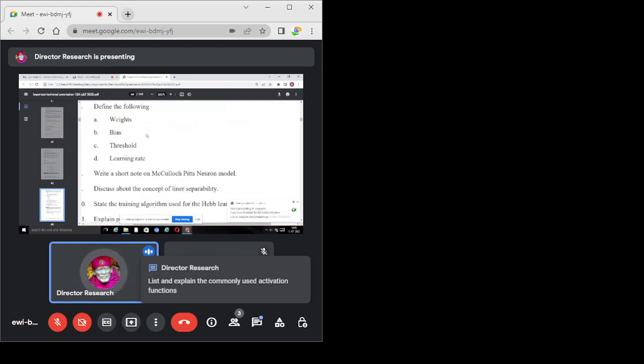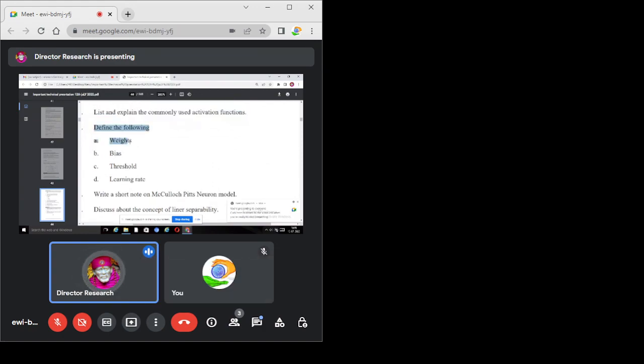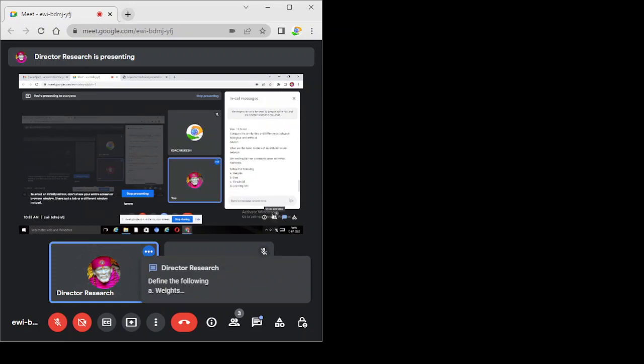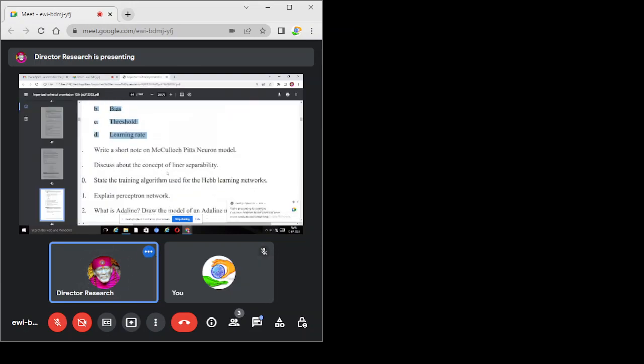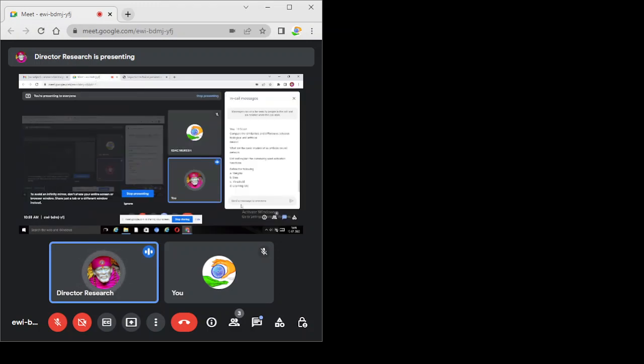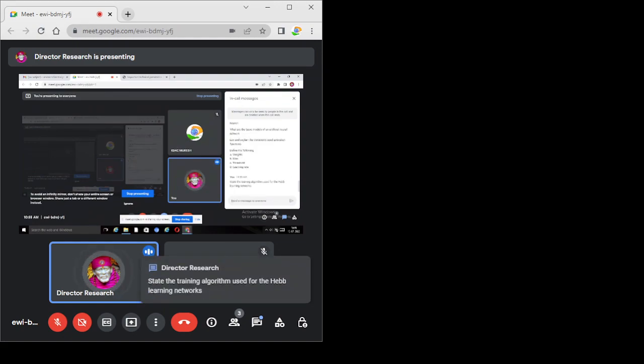Very simple things: define the following: weights, bias, threshold, and learning rate. That's very simple. And the next one is: state the training algorithm for the Hebb learning networks. This is the sequence. If you understand this, this is enough.